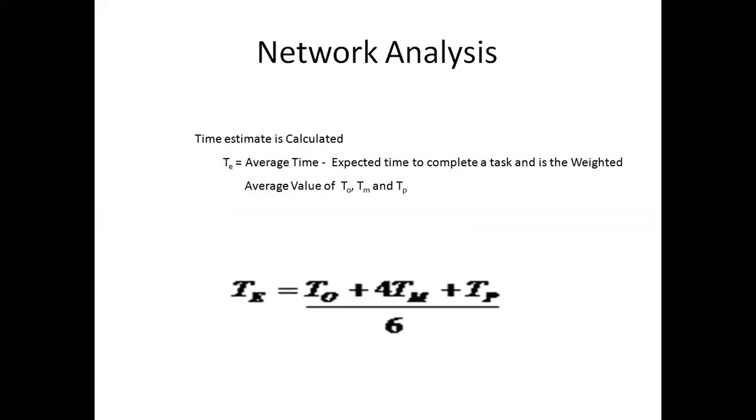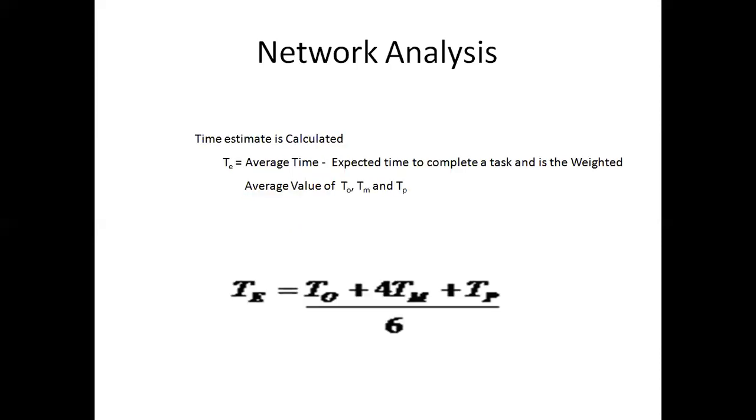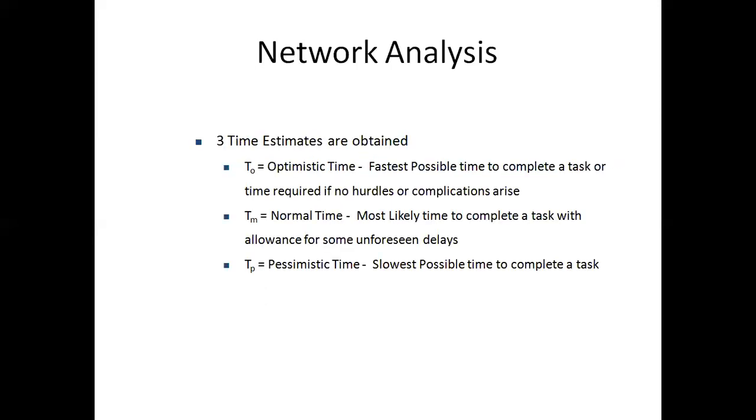Now, the time estimate TE is the average time, calculated from the optimistic, the pessimistic, and the normal time. The average time TE is (T0 + 4 TM + TP) divided by 6. We know T0 as the optimistic time, TM the normal time, and TP the pessimistic time. Then we calculate the TE, or the expected time, or the average time: T0 the optimistic time, plus 4 into TM, the normal time, plus TP the pessimistic time, divided by 6.